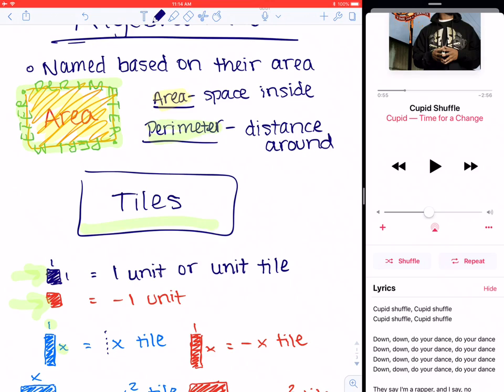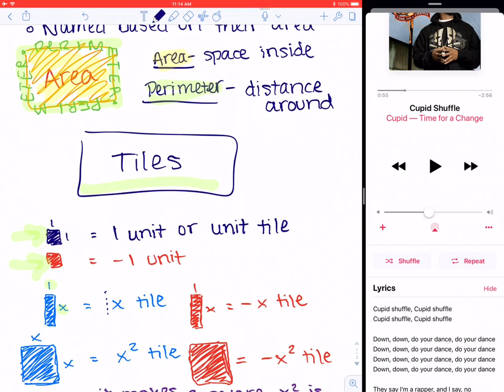our negative X tile. Our X tile then makes an X squared tile. Notice the shape is a square. Same color tile, still blue. The dimensions of the sides are X by X, and when you multiply two variables, they wind up being squared. If you think of like 2 by 2, that would be 4. 3 by 3 would be 9. So X by X is X squared, meaning you're multiplying whatever that dimension is to itself.